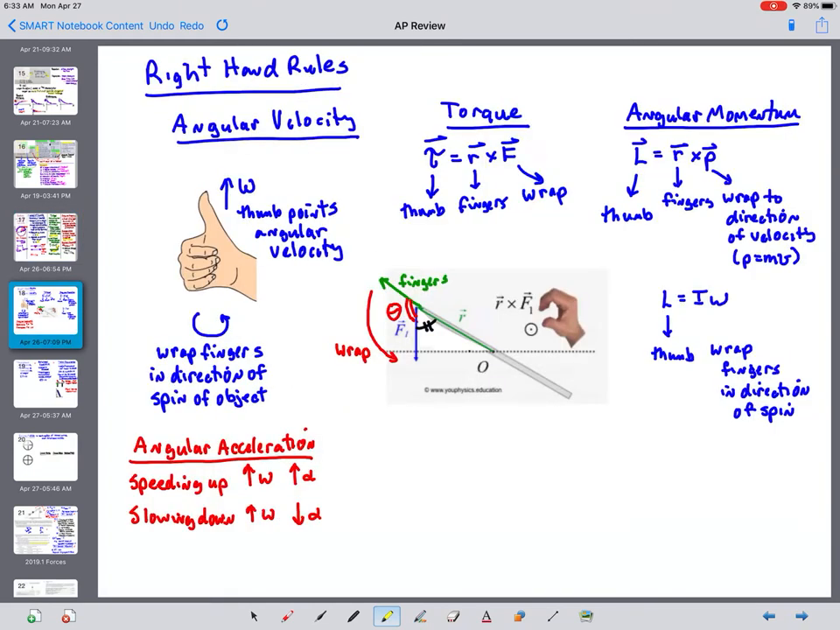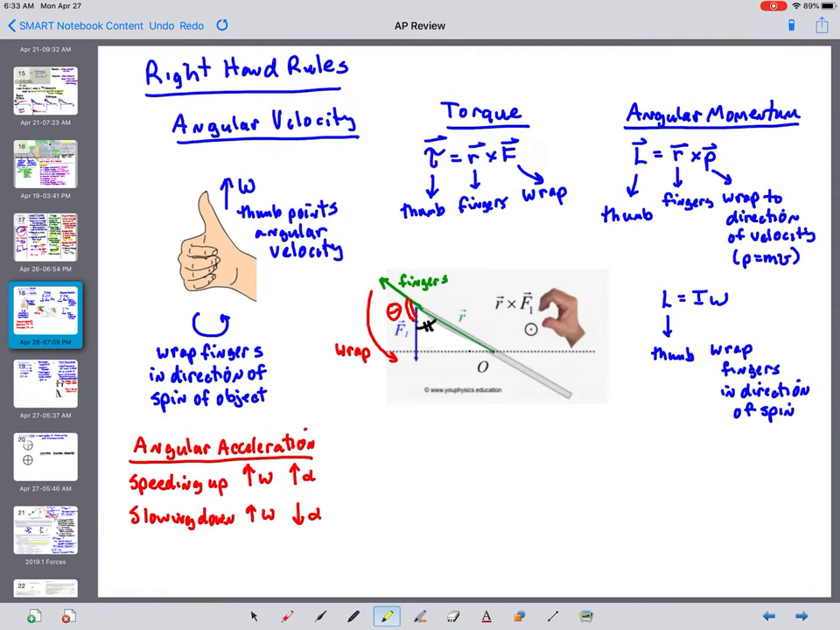Right hand rules. Angular velocity: wrap the fingers of your right hand in the direction the object is spinning, and your thumb will point the direction of the angular velocity vector, and it will be along an axis. If your object is speeding up or slowing down, the angular acceleration vector is either going to be in the same direction as the angular velocity vector if the object is speeding up, or opposite to it if it's slowing down. So you have to find the angular velocity vector first and then see what the object is doing.